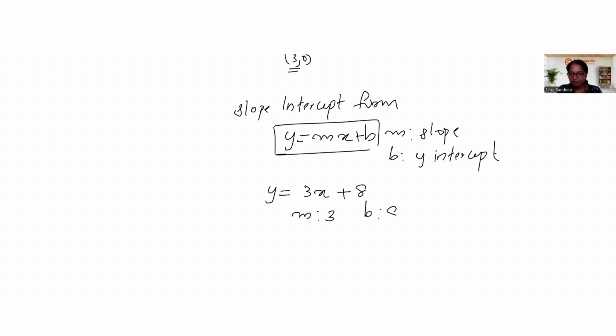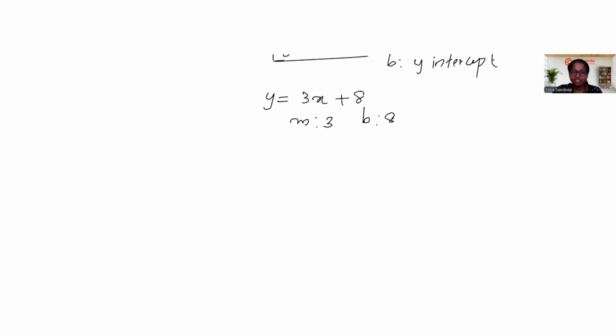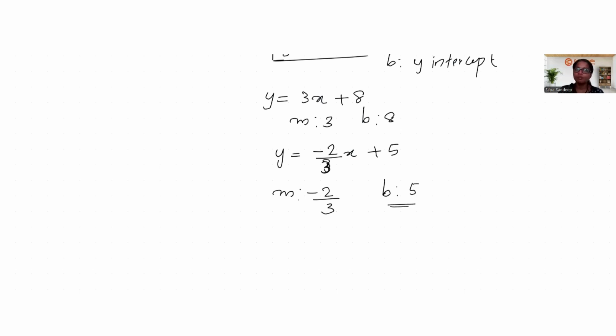Okay, I will show another example. Suppose the linear equation of that line is y is equal to negative 2 over 3 x plus 5. So here we can see that the coefficient of x is negative 2 over 3. So m is negative 2 over 3, that is, slope is negative 2 over 3, and y-intercept is 5. Okay, so today we discussed slope, intercept, and how to write the slope-intercept form of a line.